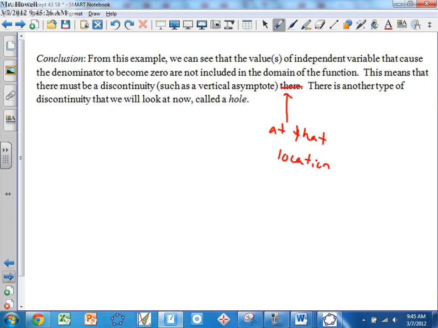There's another type of discontinuity. Again, we already talked about it, but we're going to look at it now in example 2, and that's called a hole. We're going to stop for today because we're done with time. But tomorrow we'll pick up with looking at a hole in the function.